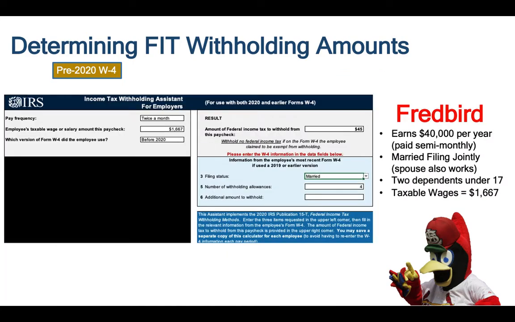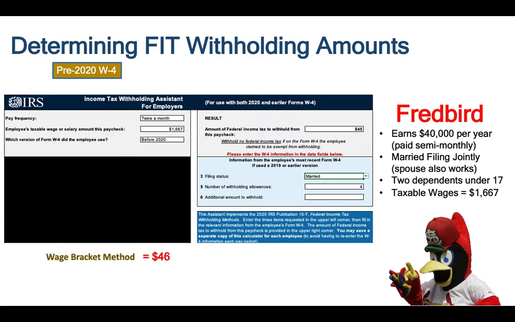Now, we can also, for this determination, use the IRS income tax withholding assistant. We would put in pay frequency twice a month, that's semi-monthly. The taxable salary in the paycheck is $1,667. And the W-4 is a pre-2020, before 2020. This then also populates the right side over here and says, hey, what's the filing status, which is married, and how many allowances were put on the W-4, which we had 4. Putting that in, it tells us that the amount of federal income tax to withhold from the paycheck is $45.